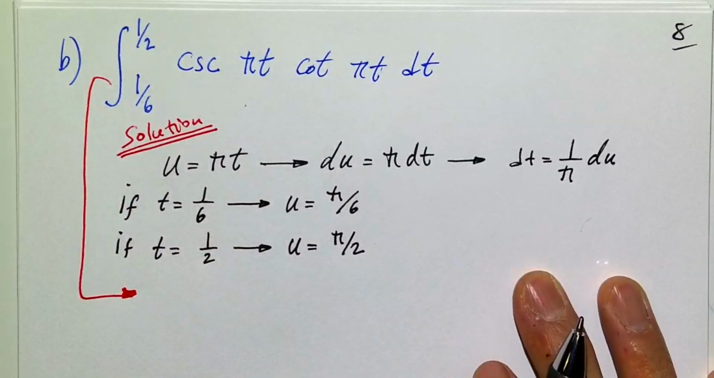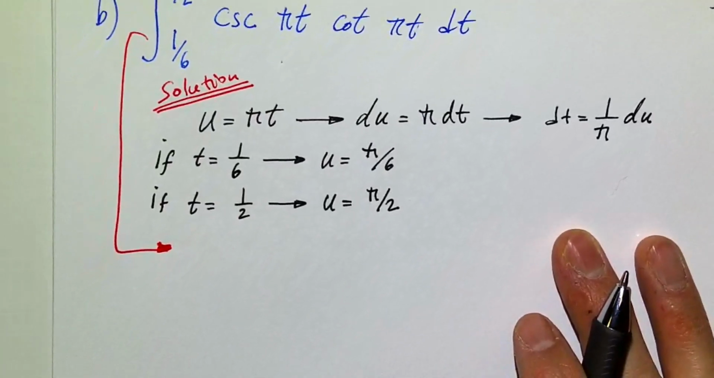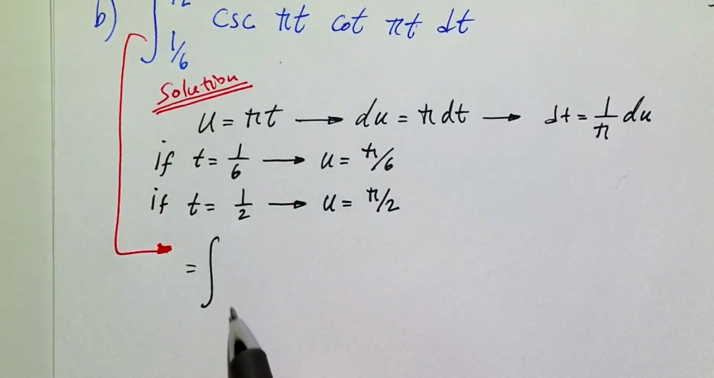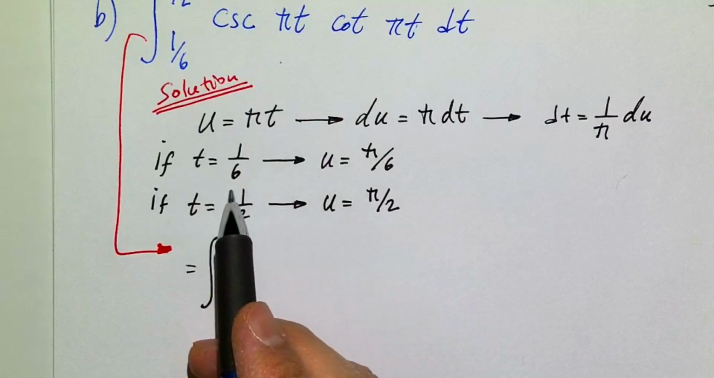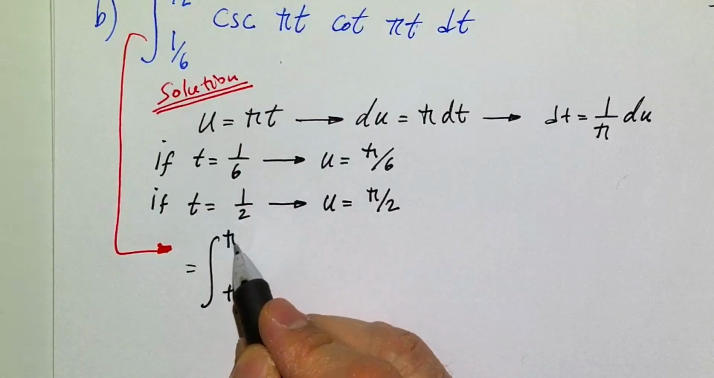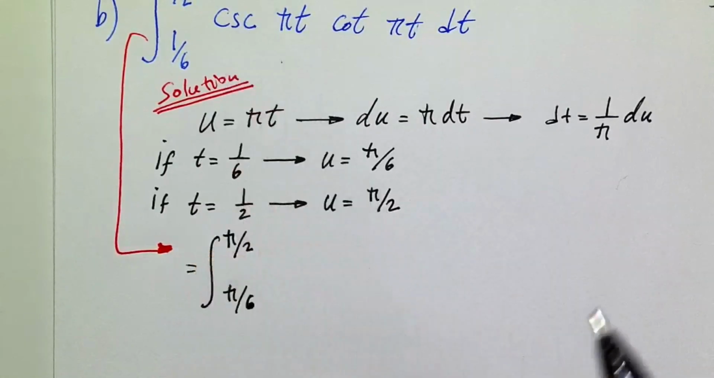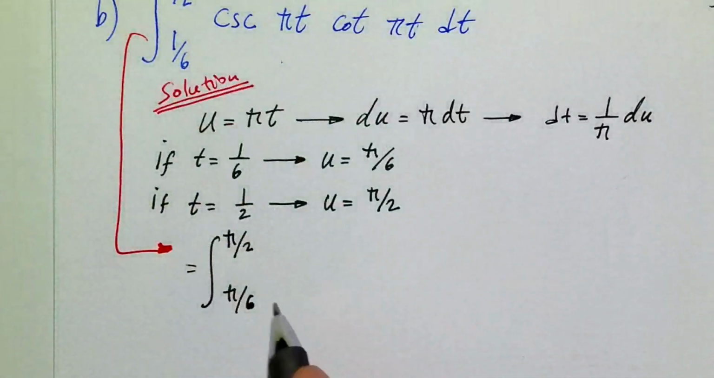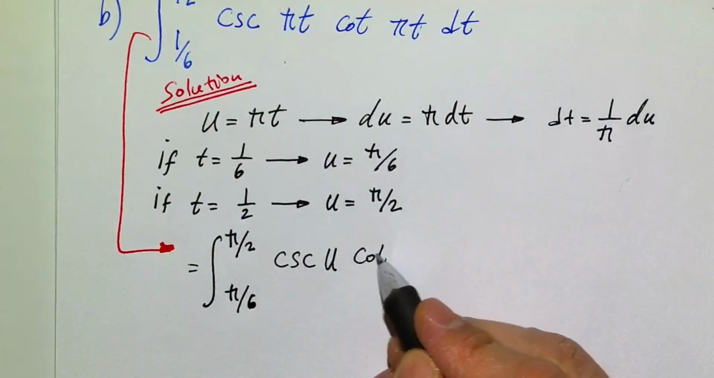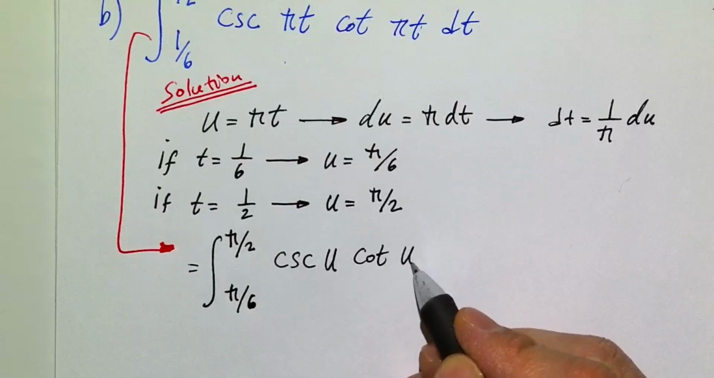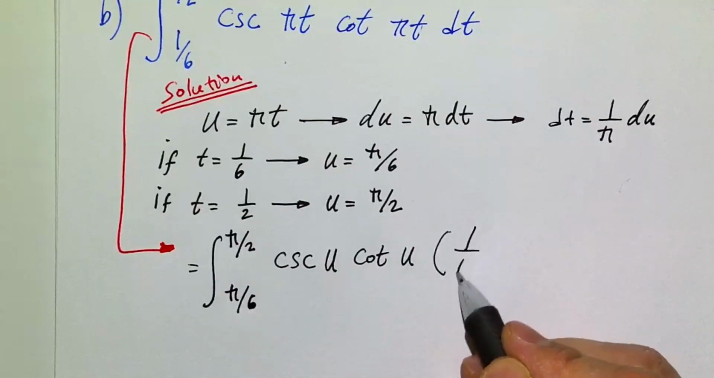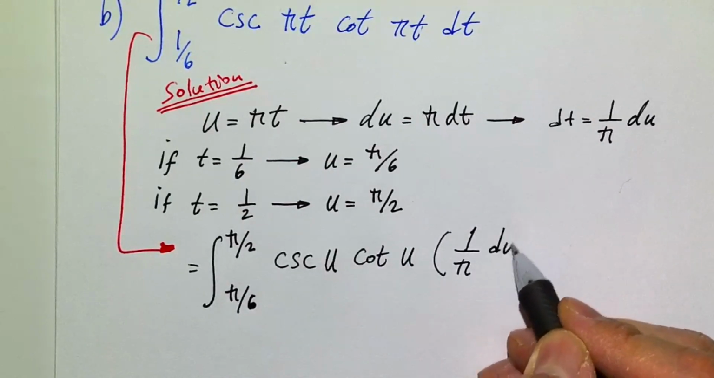Okay. So let me move this up as much as I can. So we have the lower limit is going to be pi over 6. Upper limit is going to be pi over 2. And then instead of cosecant pi t, what do we have? We have cosecant u. Instead of cotangent of pi t, we have cotangent of u. Instead of dt, we have its equivalent, which is 1 over pi du.